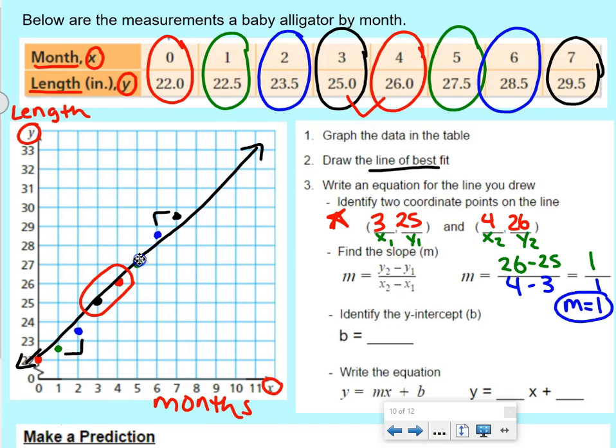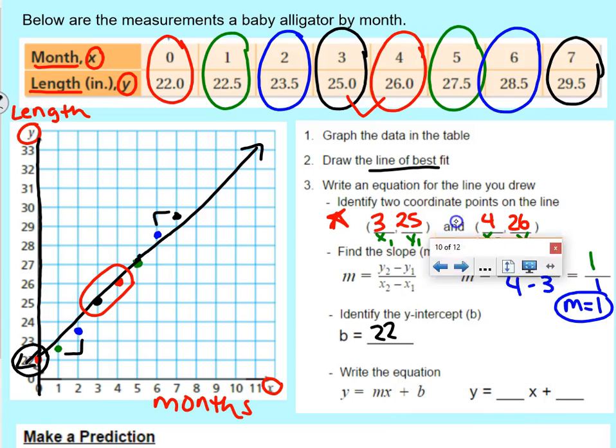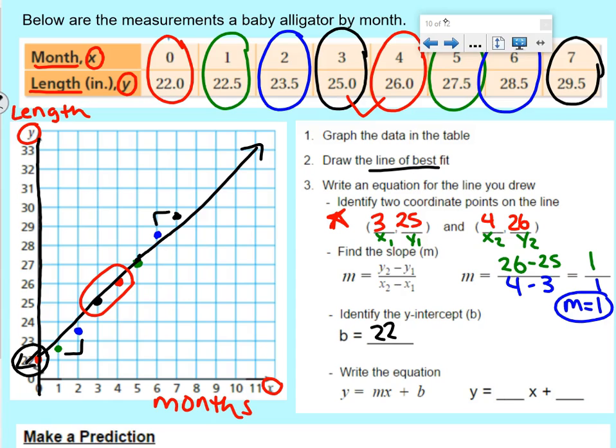That's a nice slope. Now identify the y-intercept. We look at our y-axis right here. Where do we cross the y-axis? That's right here at 22. So now we want to write the equation in y equals mx plus b. Our m is 1, and our b is 22. So that's the equation of our line of best fit.